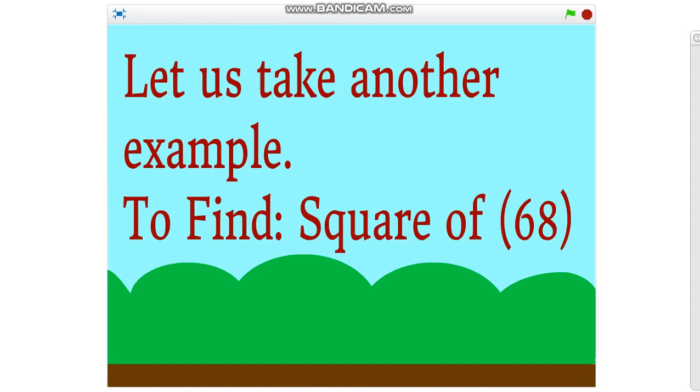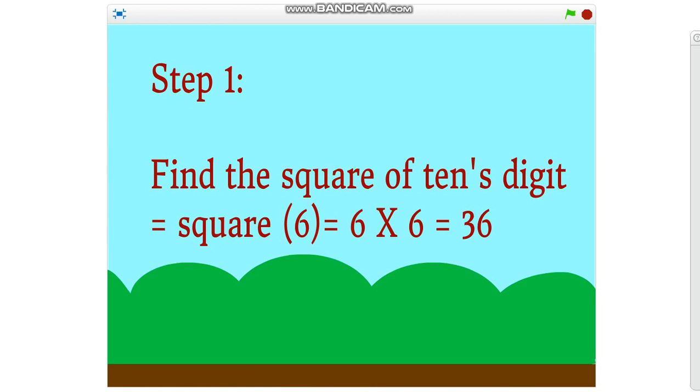Let's take another example. Let's find out the square of 68. Step 1. Find the square of the tens digit. Here the tens digit is 6. So 6 times 6 will give us 36.